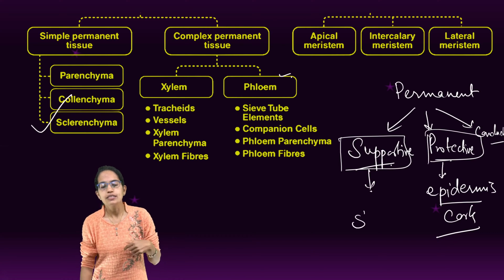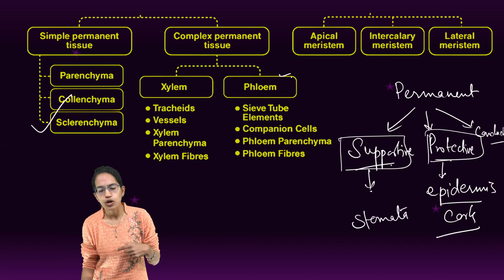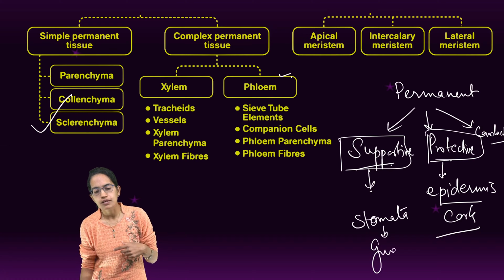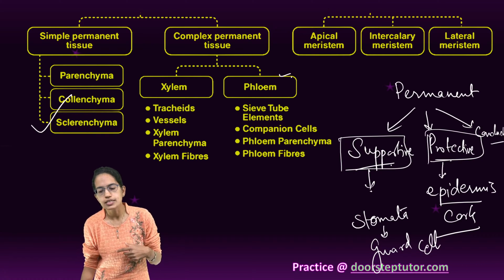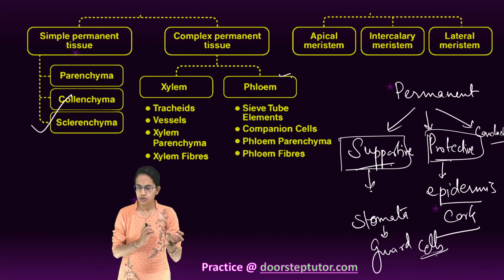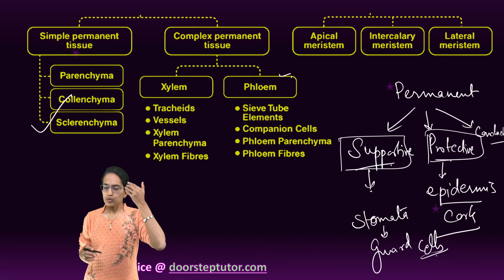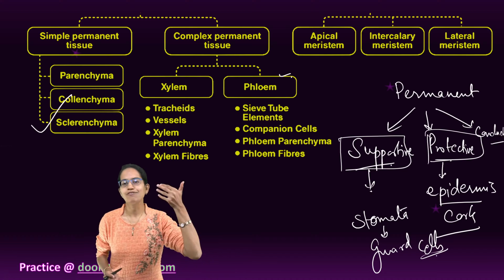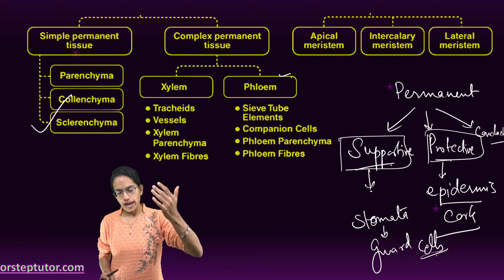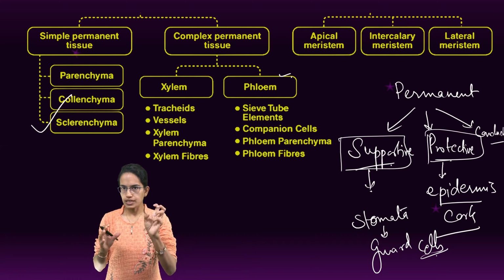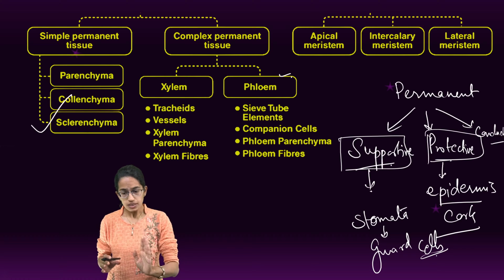Stomata. And this stomata would be protected by what? This stomata would be protected by guard cells. Guard cells would control the opening and the closure of the stomata. So the lower epidermis does have stomata which actually maintain the turgidity of the cells present.